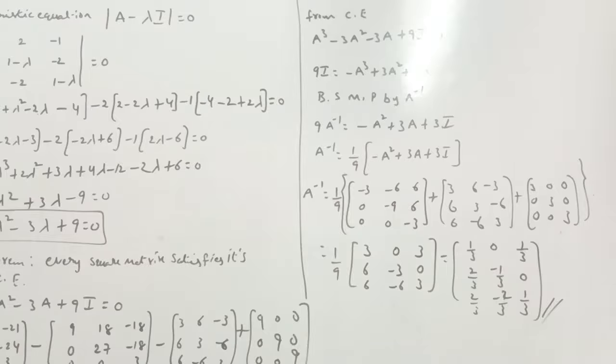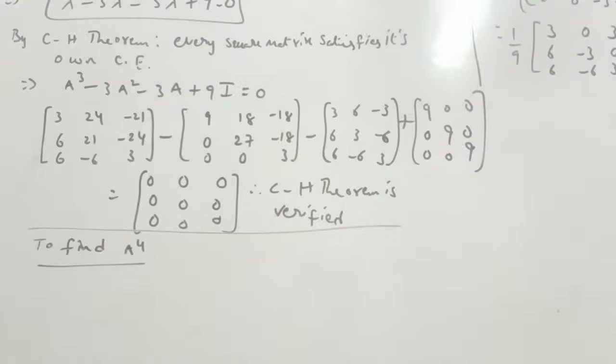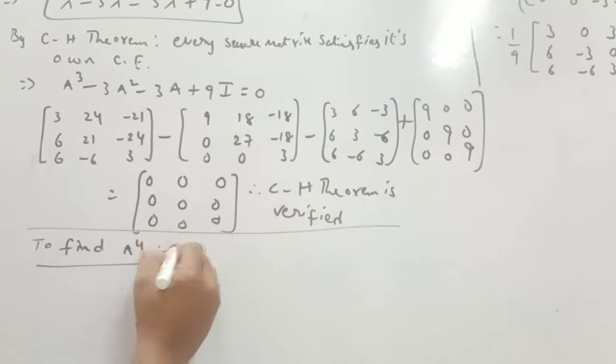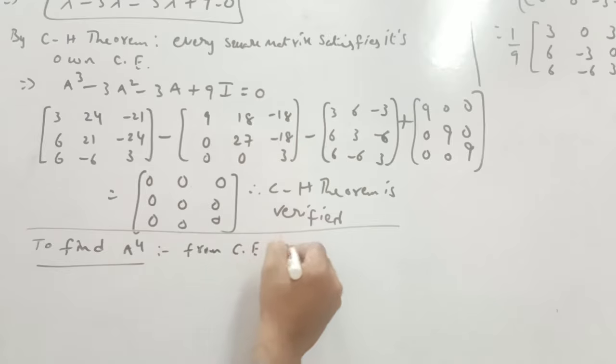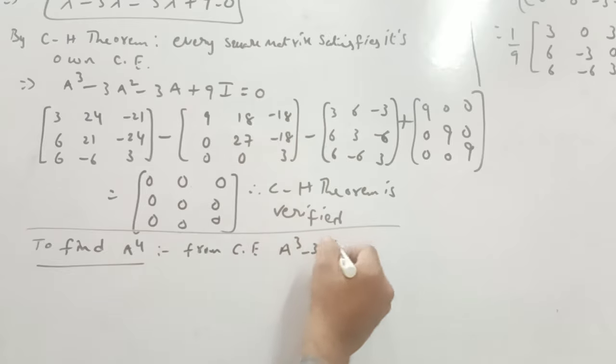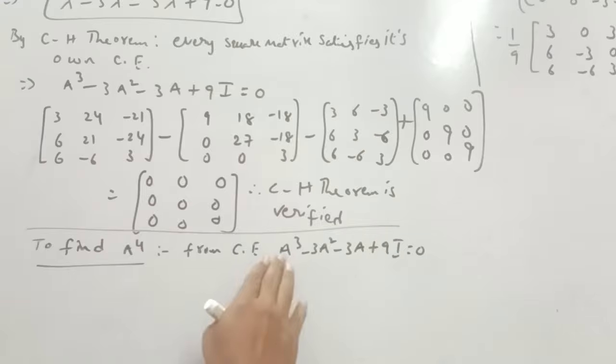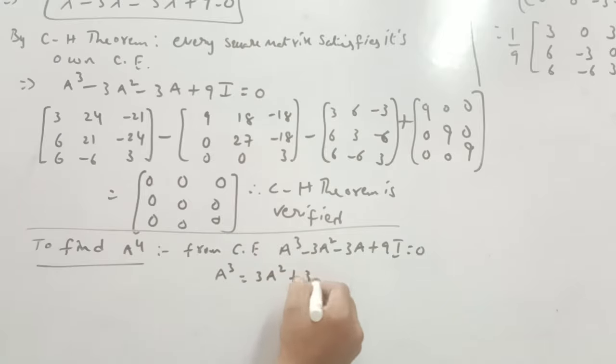Now similarly, what do you have to find? A power 4 you have to find. How to find A power 4? We'll see. Okay. So to find A power 4 from the characteristic equation, A cube minus 3A square minus 3A plus 9I is equal to 0. Correct? So keep A cube on this side and send the remaining terms to the other side. So what do I get here? A cube is equal to 3A square plus 3A minus 9I.